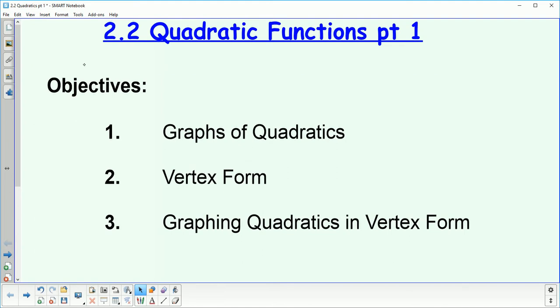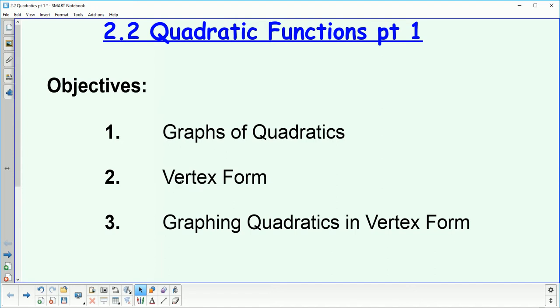Alright, pre-calc, so 2.2 part 1. 2.2 is going to be all about quadratic functions. We're going to look at a couple different forms. We'll talk about vertex form, and then the next lesson will be in what's called general or standard form. Okay, so we're going to look at the graphs of quadratics.